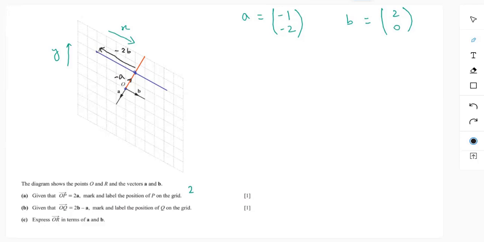So then you say the vector OR is therefore going to be minus A minus 2B. So you can write it directly like that. Now this method is shorter, it's quicker, but it requires more thinking. The other one is just a standard thing. You just write it down like that.